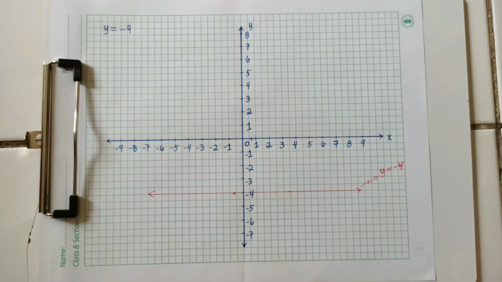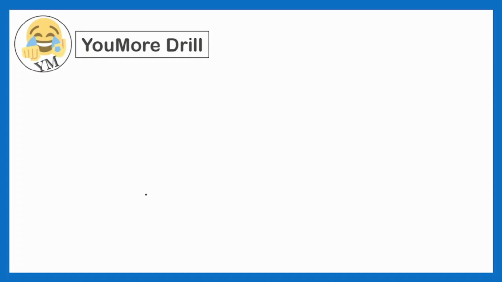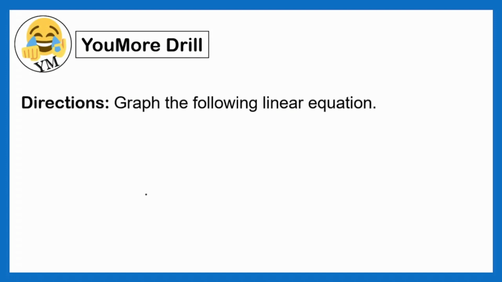So, let's have our YouMore drill naman. So, let me go back to my PowerPoint presentation. Alright, so let's have our YouMore drill. So, sana malinaw sa atin yung pag-graph. Okay? So, para mas matest natin, let's have our two YouMore drills. So, we have x is equal to negative 7 and y is equal to 6. Ayan. So, paano mo kaya ito i-graph?